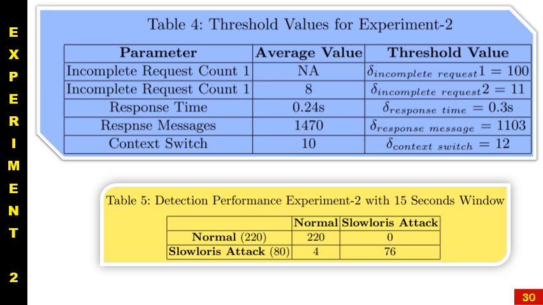So we made a cut of 25% to get the threshold to 1103, and the context switches, which were 10, we add 20% to it and made it 12. And then we see the performance in this experiment with the 15-second time window. We got all normal windows as normal windows and only 4 attack windows which were miscalculated by the algorithm and treated as normal traffic.